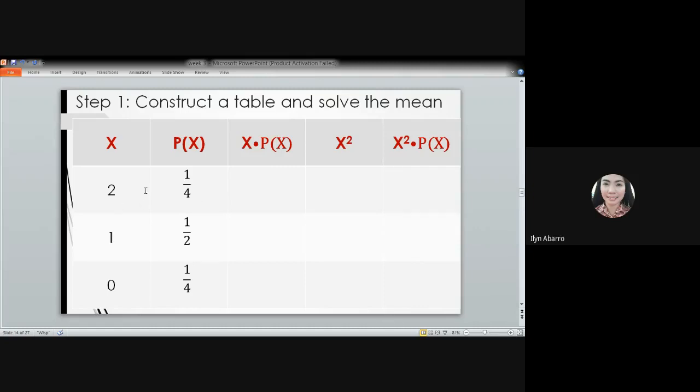So, to solve for the mean, X times P of X, 2 times 1/4 is what? 1/2. Okay, so 2 times 1/4 is 2/4. But then, if we're going to simplify that, that is 1/2. Okay, 1 times 1/2 is 1/2. 0 times 1/4 is 0.